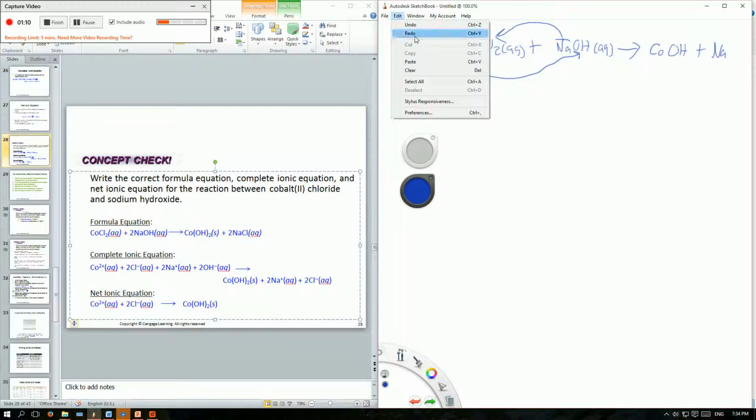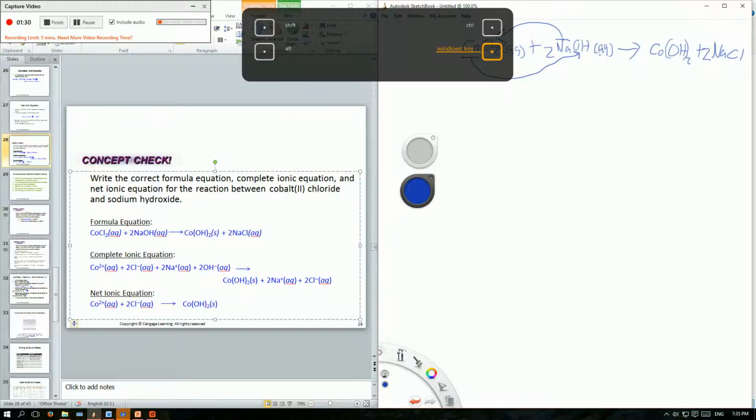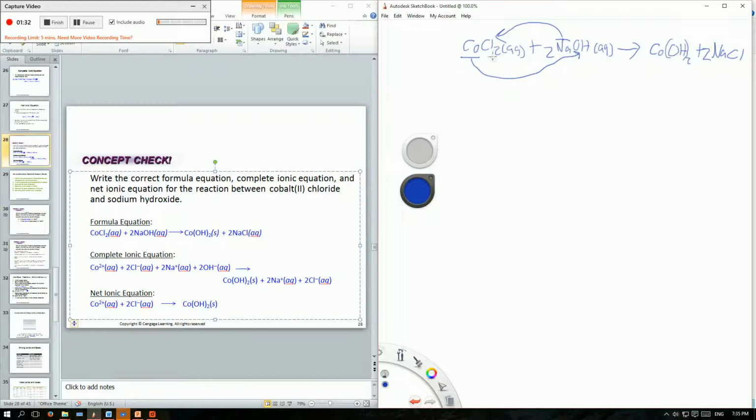So we have to balance it out, and we just do that by adding those coefficients. So we do that here, 2 and 2. Now there's 2 sodium over here, 2 chlorides over here. 1 cobalt here, 1 cobalt there, 2 OHs, 2 OHs here. So that's how this comes about.